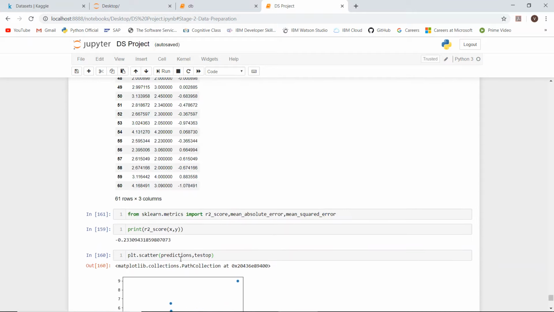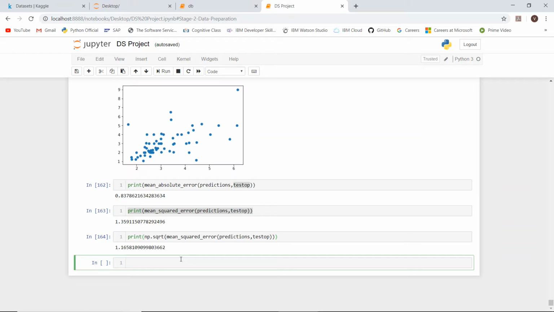Okay, so this is how the model will work, friends, and with this we have completed the data science life cycle with an example.